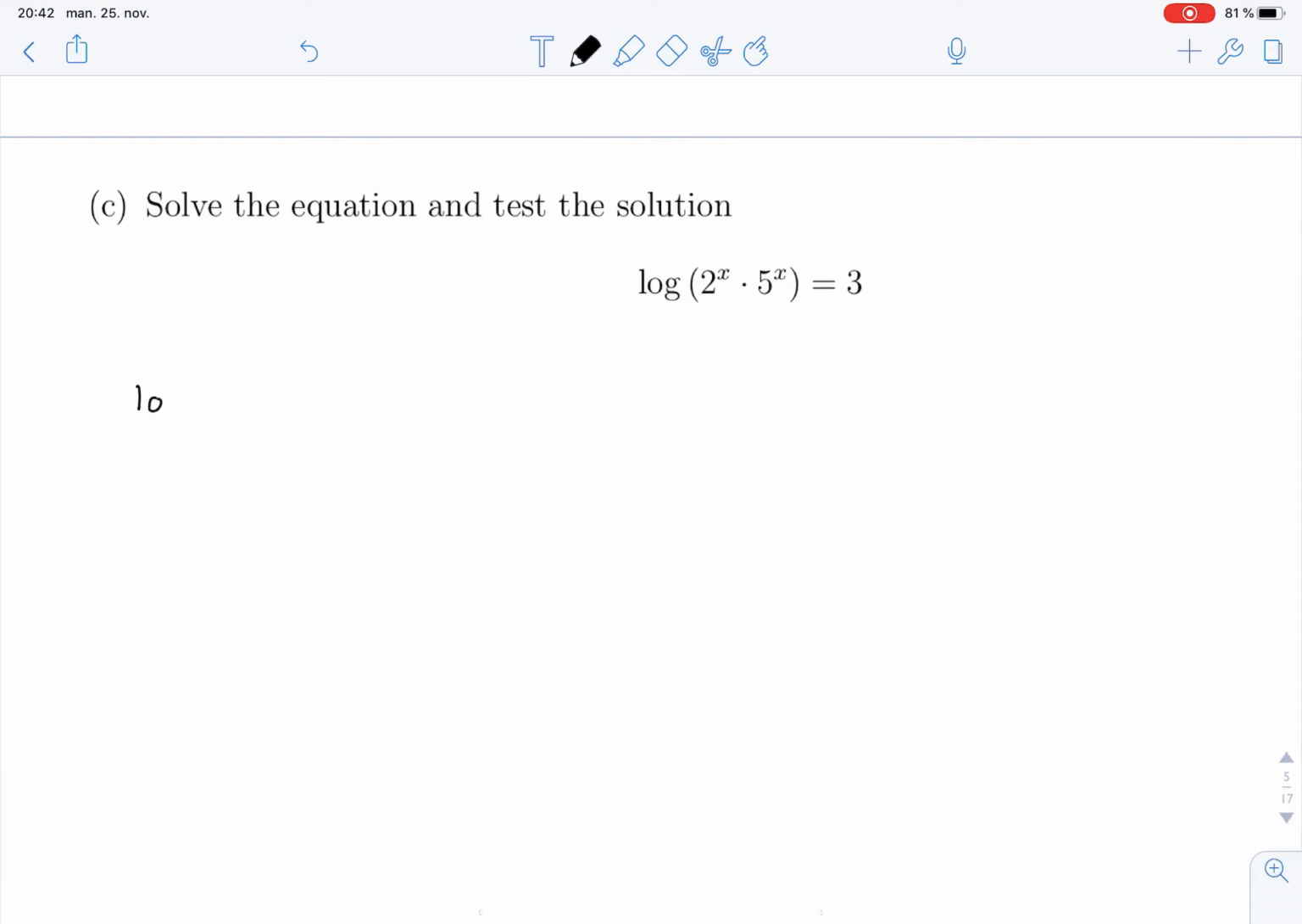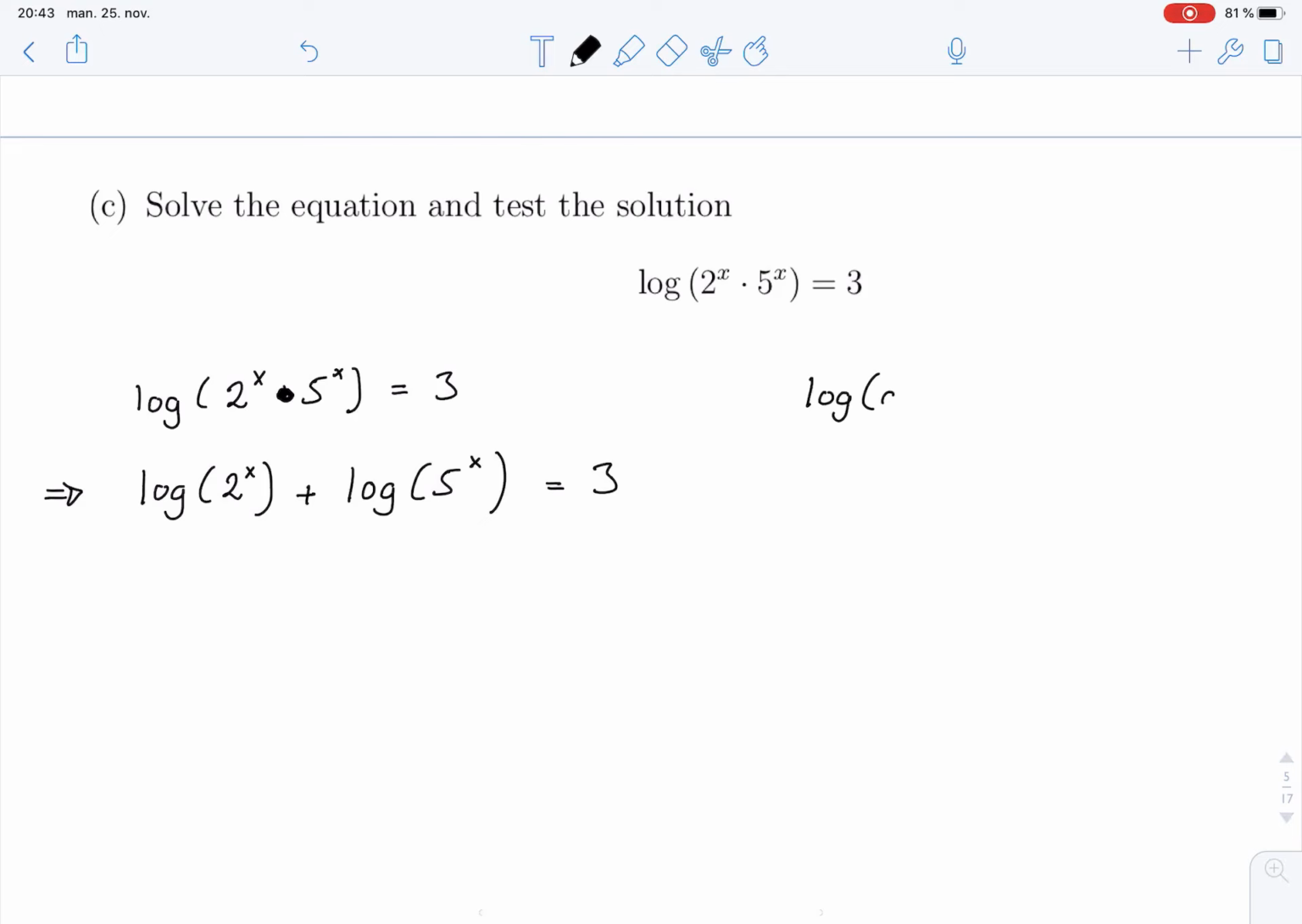Here we have a logarithm thing. And in the formula sheet we have a lot of rules that we can apply here. One of them is that, since we have a multiplication sign here, we can put a plus between them. I think it's written something like this in the rules.